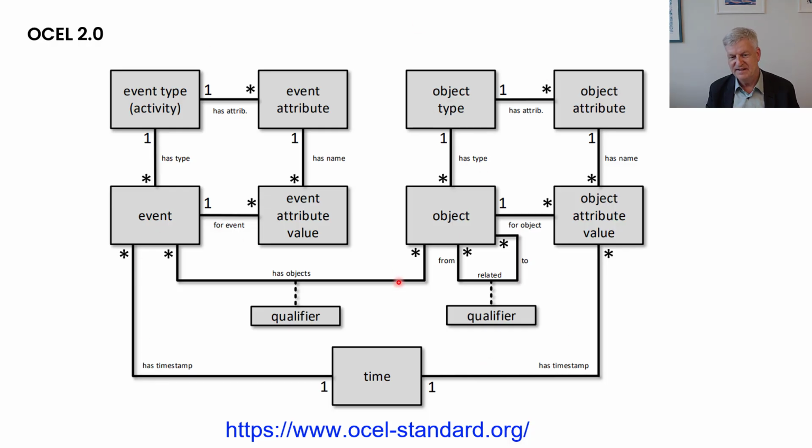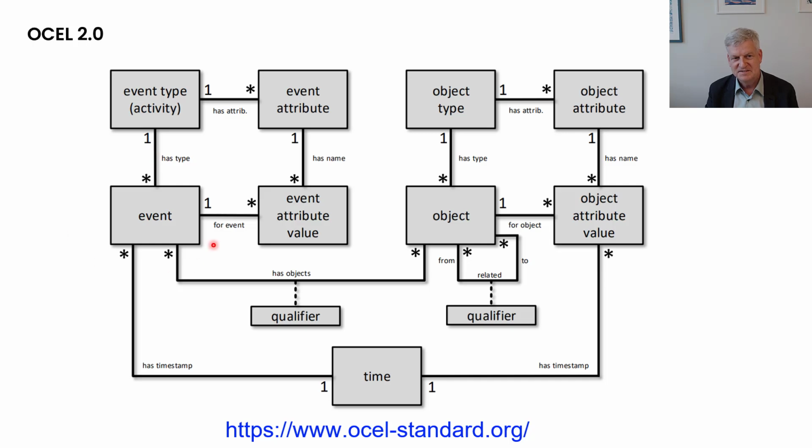That type of data has been standardized. There is the so-called OCEL 2.0 standard. At the bottom you see a URL. And this is, let's say, the de facto standard at this point in time to store such data. If you look at this model, I do not want to explain it in detail, but it's important that you know that it exists.